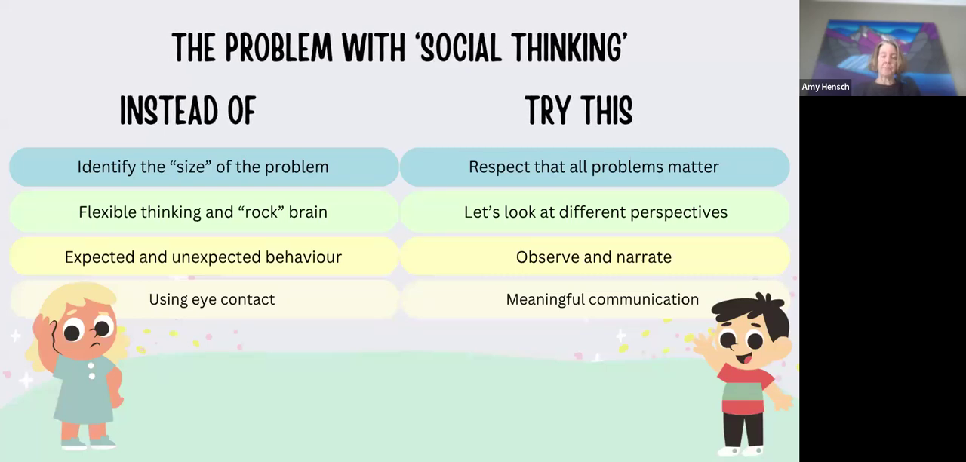Another program that is not neurodiversity affirming is the social thinking program that a lot of us are familiar with at school. It tries to turn neurodivergent children into neurotypical ones using eye contact, referring to children who prefer routines as having a rock brain, telling them that their behavior is unexpected, and forcing them to turn their bodies towards a speaker. These things do not affirm our neurodivergent experiences.